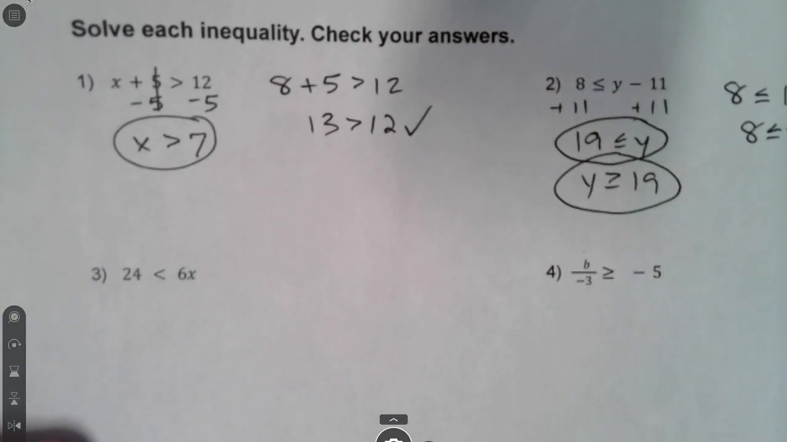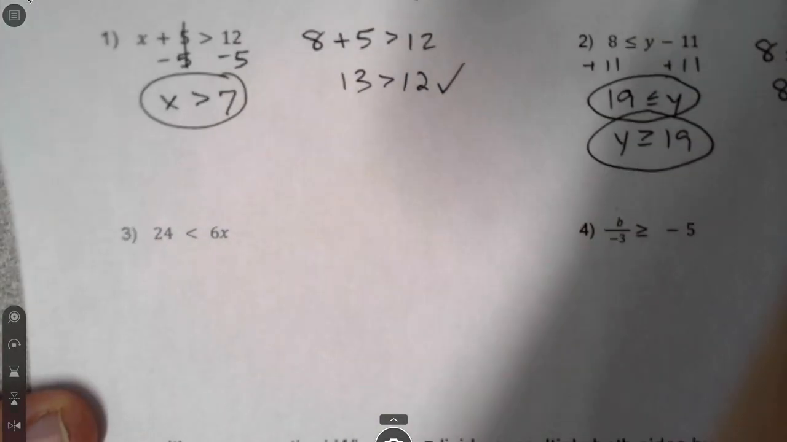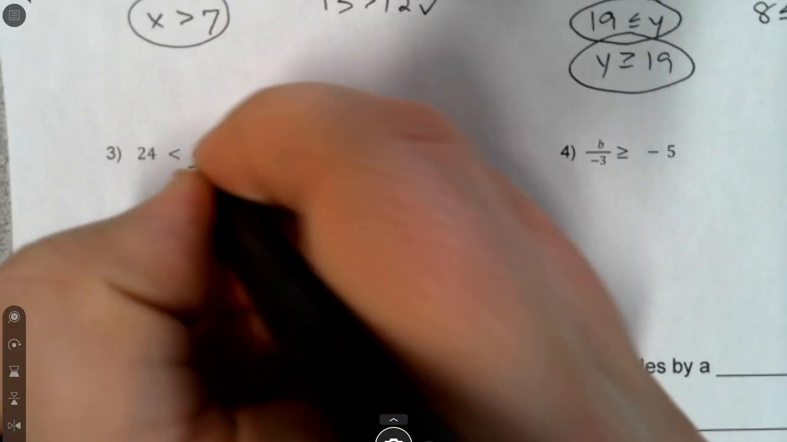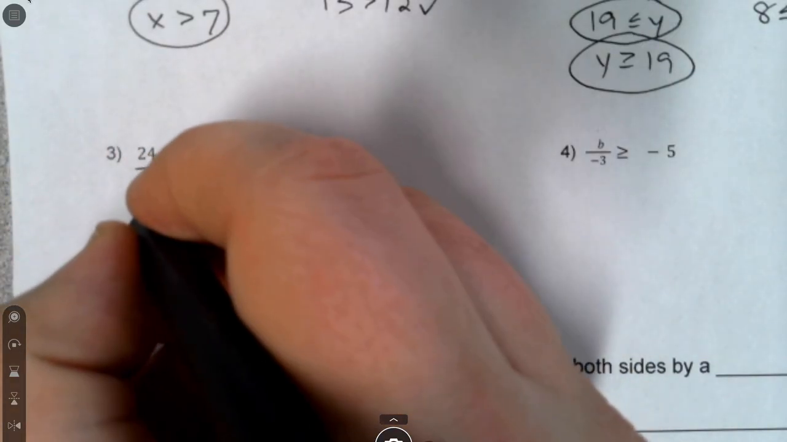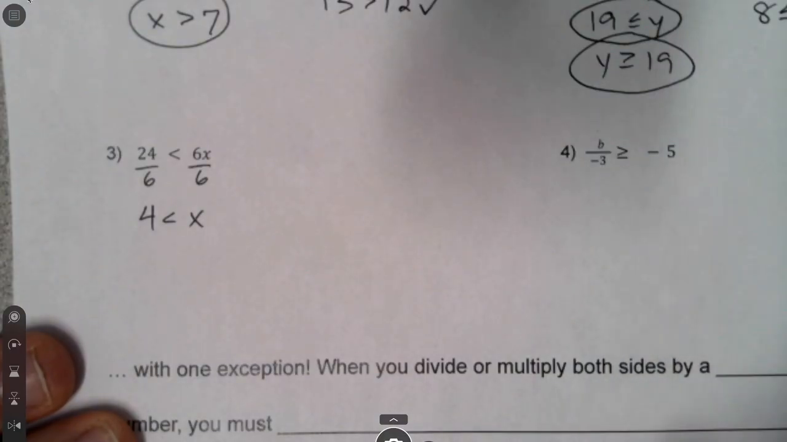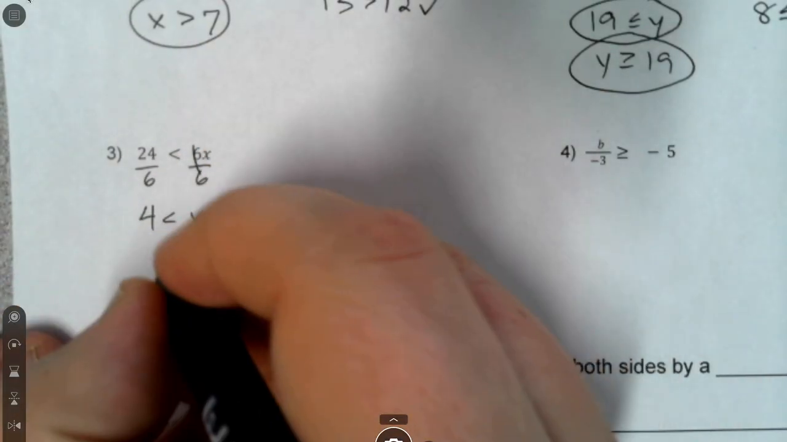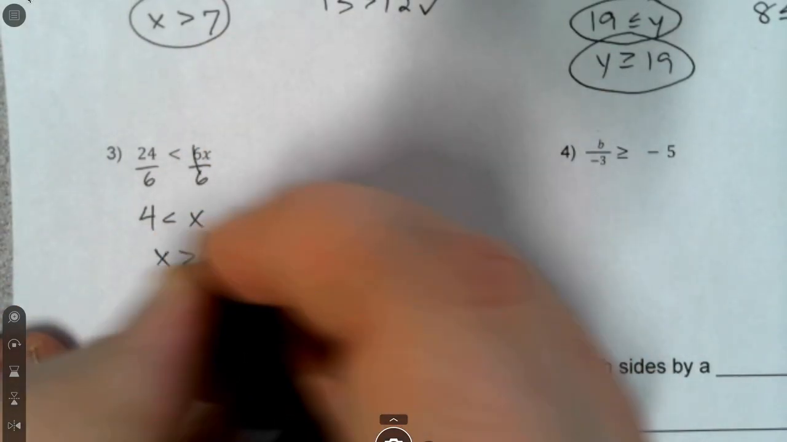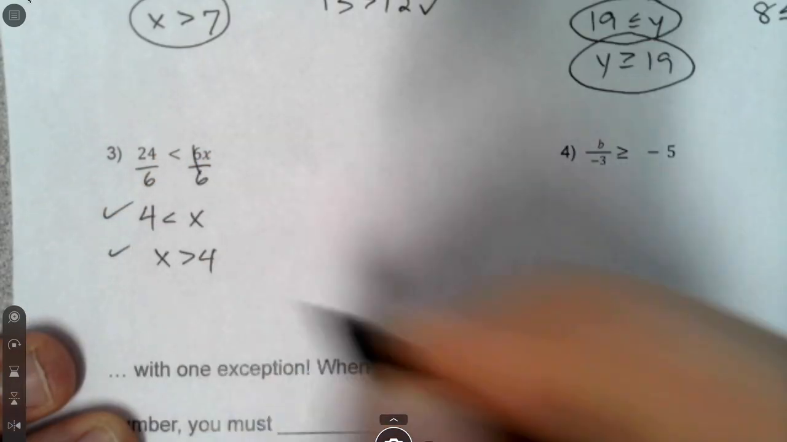Okay, on number 3, x is being multiplied by 6. So I want to do the opposite and divide by 6. So I get 4 is less than x, which I'd certainly accept as a correct answer. But you could also write it as x is greater than 4. So both of these are legitimate answers.